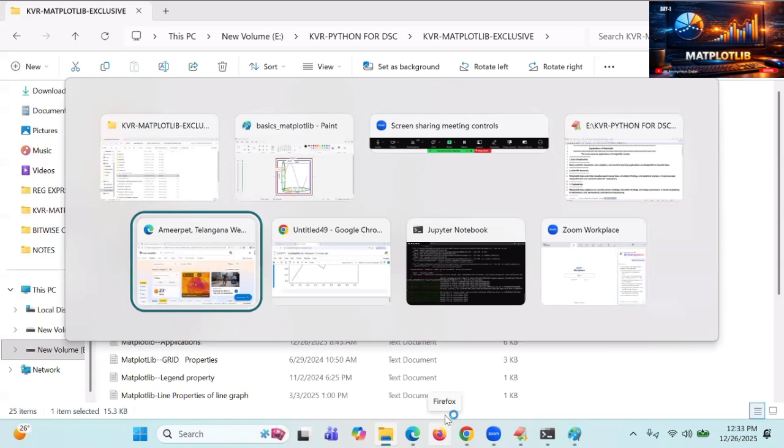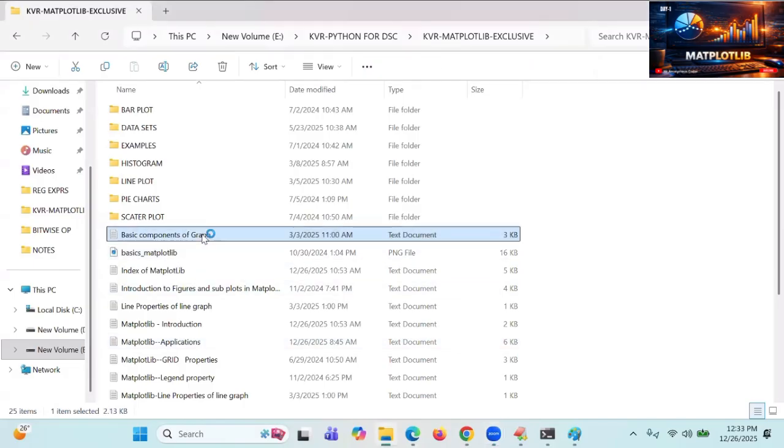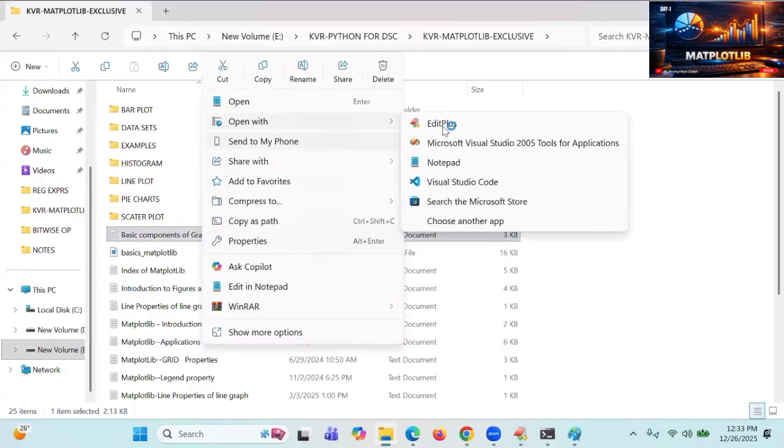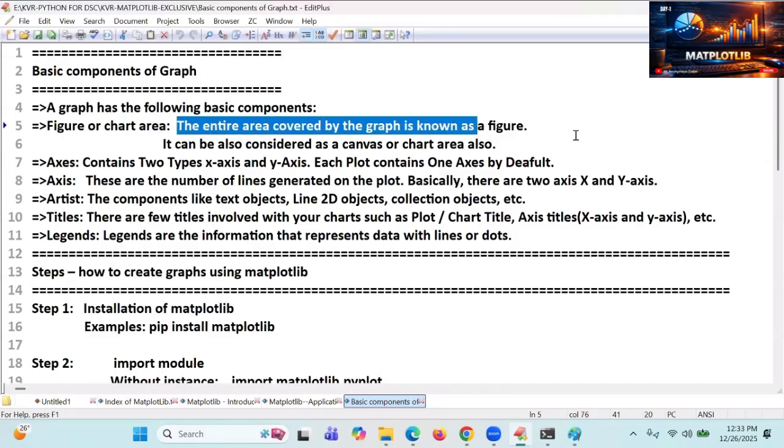Online students, I think you are there. So now I am going to enter into the next topic, basic components of a graph. Come on, all of you. A graph has the following basic components. Number one, figure or chart area. This entire area covered by the graph is known as the figure.